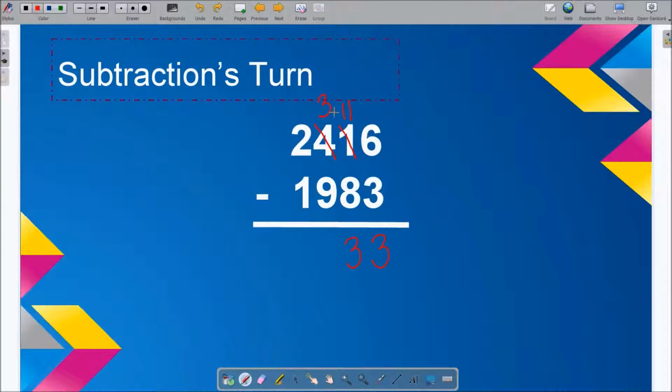But I have the same problem again. I cannot do 3 minus 9, so I have to borrow from this 2. The 2 becomes a 1, this 3 becomes a 13. Now I do 13 minus 9 is 4. And at this point, 1 minus 1 is 0. I do not have to write the 0 here, so I just finish off with my answer of 433.